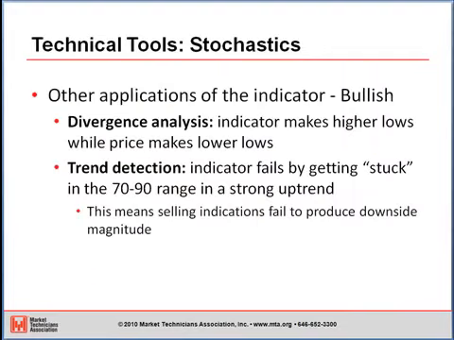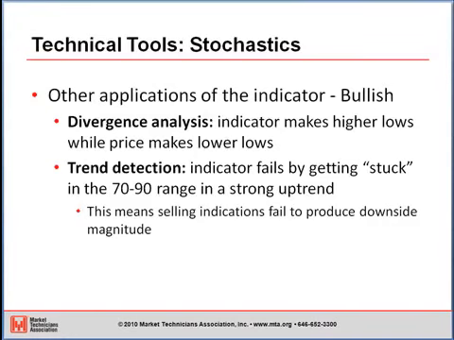Applications of the indicator that are bullish. Other applications are divergence analysis. This is a little bit more sophisticated and not as common with stochastics. Generally, divergence only occurs on the bull side of stochastics. What divergence means is an indicator makes a higher low while price makes lower lows.